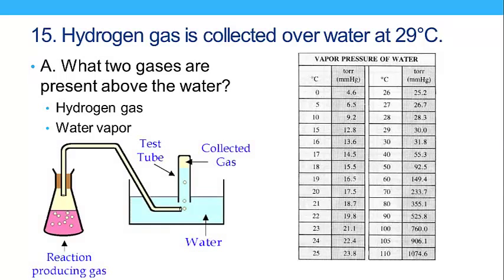Here's an example. We could have an Erlenmeyer flask that is producing some hydrogen gas. The hydrogen gas is bubbled through water, so this is a great way to collect the gas. The test tube is going to fill up with the gas, and since the gas passed through water, it's going to be wet. It's going to have water vapor and hydrogen gas in it.